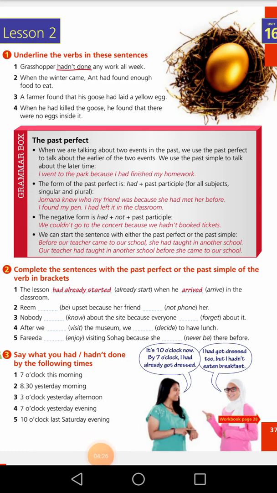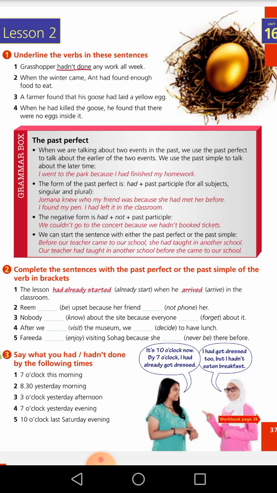Okay, in exercise number 2, complete the sentences with the past perfect or past simple of the verb in brackets. The lesson had already started when he arrived in the classroom. This is solved for you. Sentence number 2, Reem was upset because her friend hadn't phoned her. So notice how we use the past perfect tense after because.